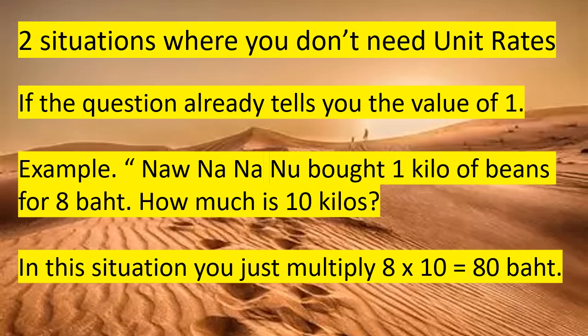So there are two situations where you don't need unit rates. The first one is if the question already tells you the value of 1. So for example, Nonananu bought 1 kilo of beans for 8 baht. How much is 10 kilos? In this situation, you just multiply 8 times 10 equals 80 baht because you already know the price for 1 kilo.